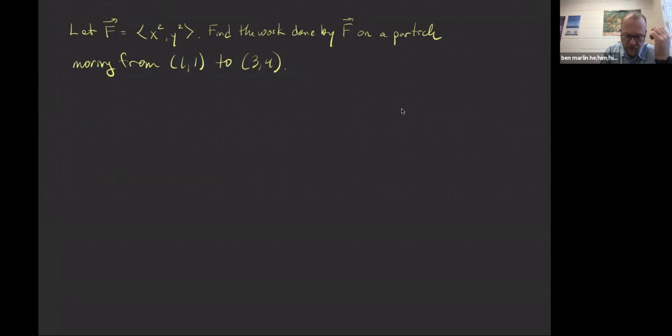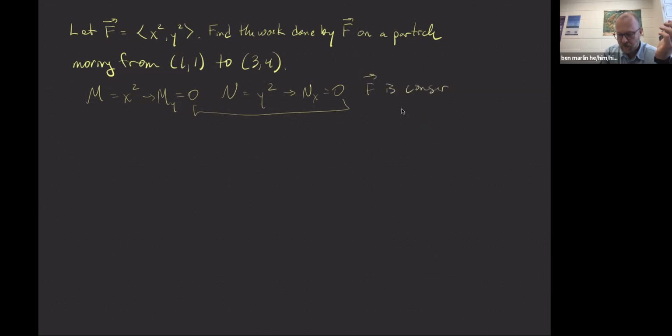So this time, because you've got something that's two-dimensional, we would think about our M being x squared and our N being the y squared. And then we would say that the M sub y is going to be equal to zero and the N sub x is going to be equal to zero. Because those match up, then we have the F being conservative. And so now we can think about that we need to integrate x squared dx and have 1/3 x cubed plus some function of y, but that likewise you would do the integral of y squared dy, have 1/3 y cubed plus some function of x.